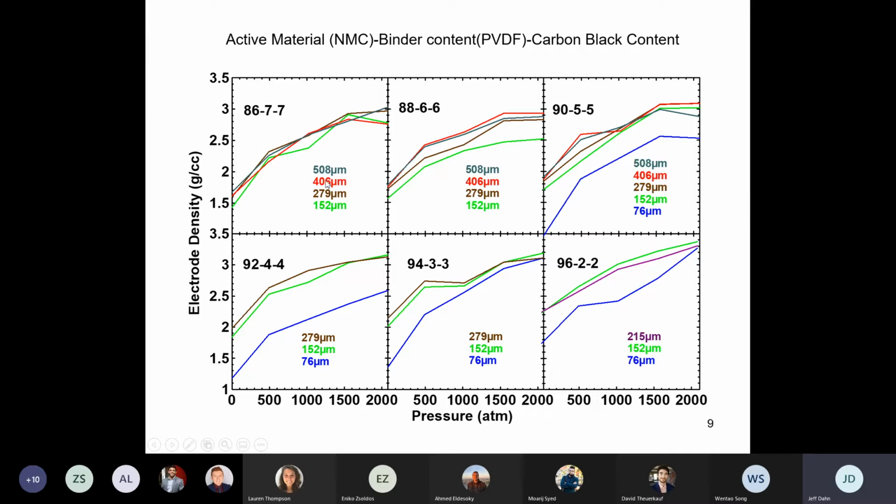independent of the initial thickness. And then you can see what happens if you increase the active material fraction. So down here, we're talking 96% active material, 2% carbon black, and 2% binder. And as you move to an electrode that's higher in active material fraction, you can attain greater density. So here, with our equipment, you can obtain roughly 3.3 grams per centimeter cubed.